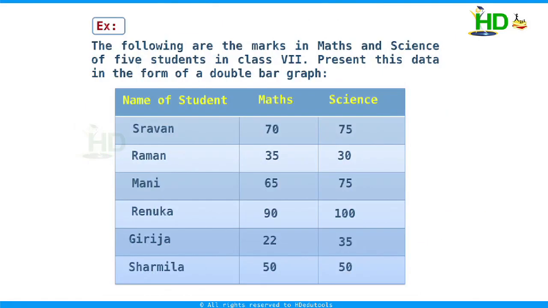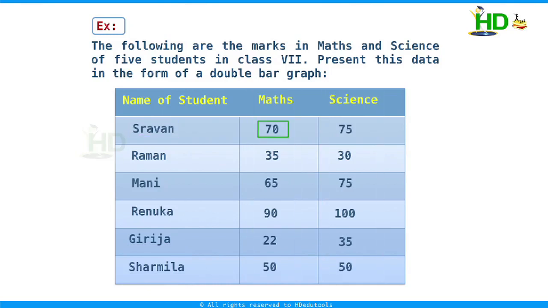Now we observe another example. These are the marks in maths and science of 5 students in class 7. Now how do we represent this data using a double bar graph? Here for the students Shravan, Raman, Mani, Renuka, Girija, Sharmila, the marks in maths and science are given.